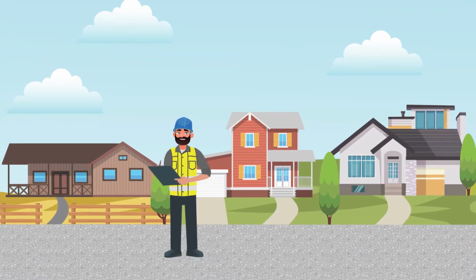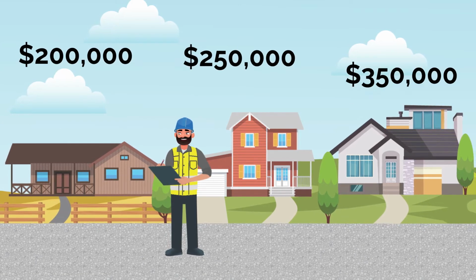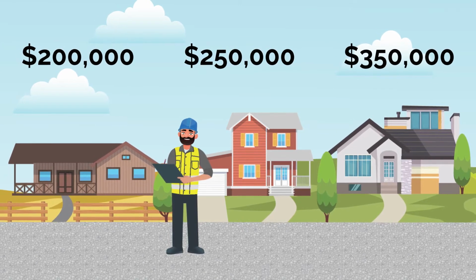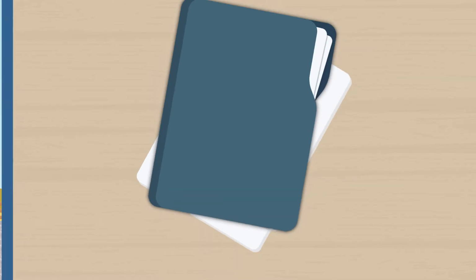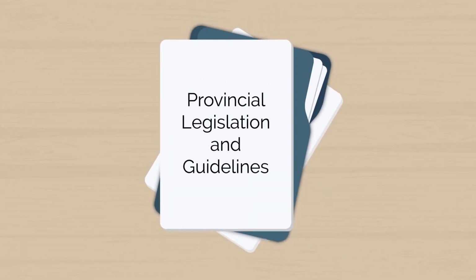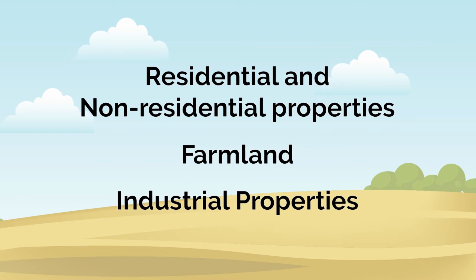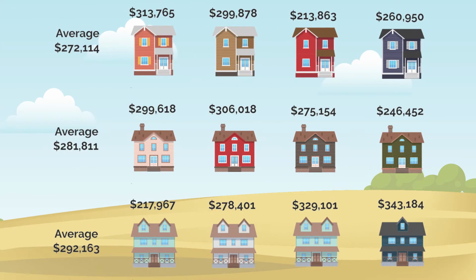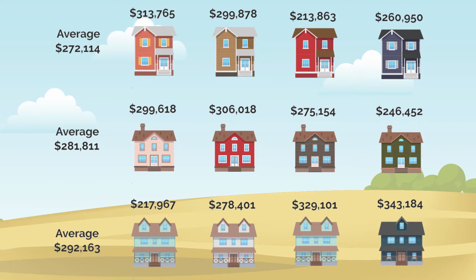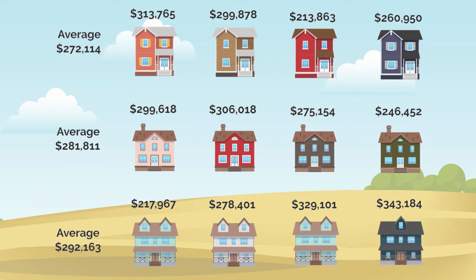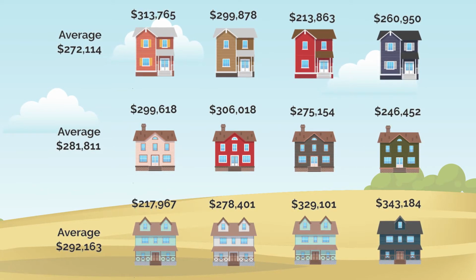First, we must calculate a fair and accurate market value for each property. This process is called property assessment and is governed by provincial legislation and guidelines. Property is assessed differently depending on which category it belongs to. Residential and non-residential properties, other than special purpose properties, are assessed at market value using mass appraisal techniques.